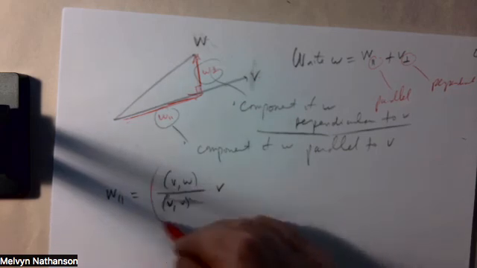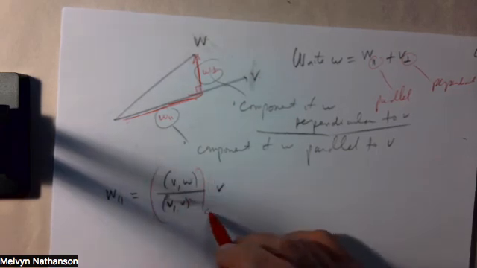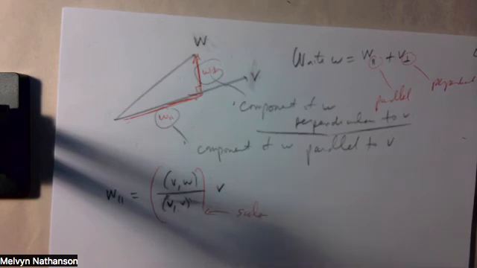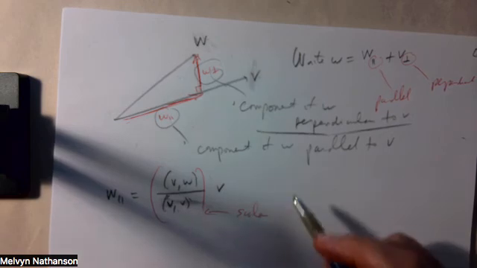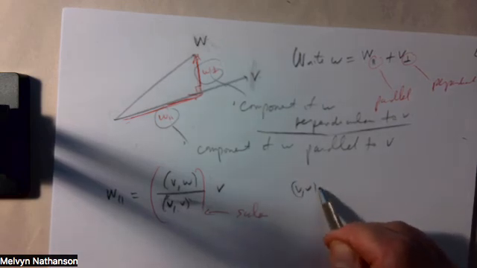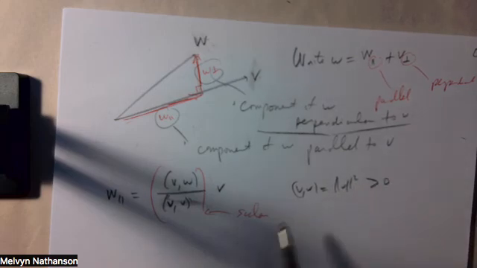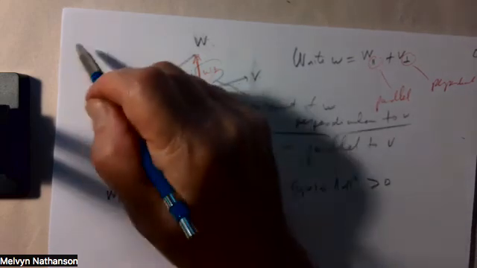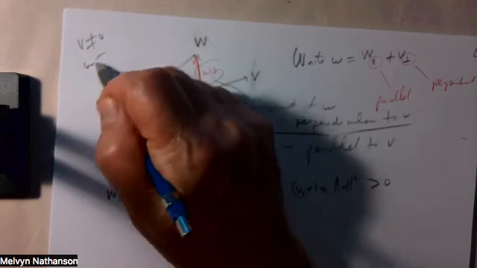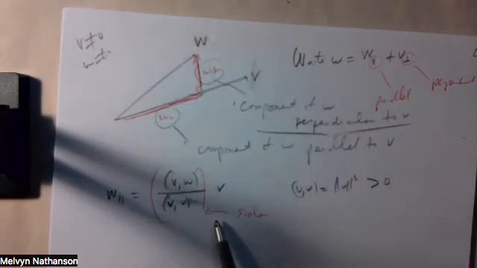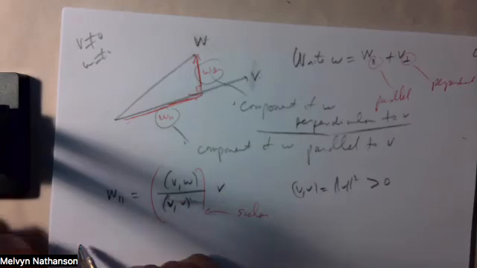So v is a vector, the inner product is a number, so this is some scalar. And the inner product of v with itself is just the length of v squared, which is positive because we're taking non-zero vectors. So this is certainly a vector parallel to v.